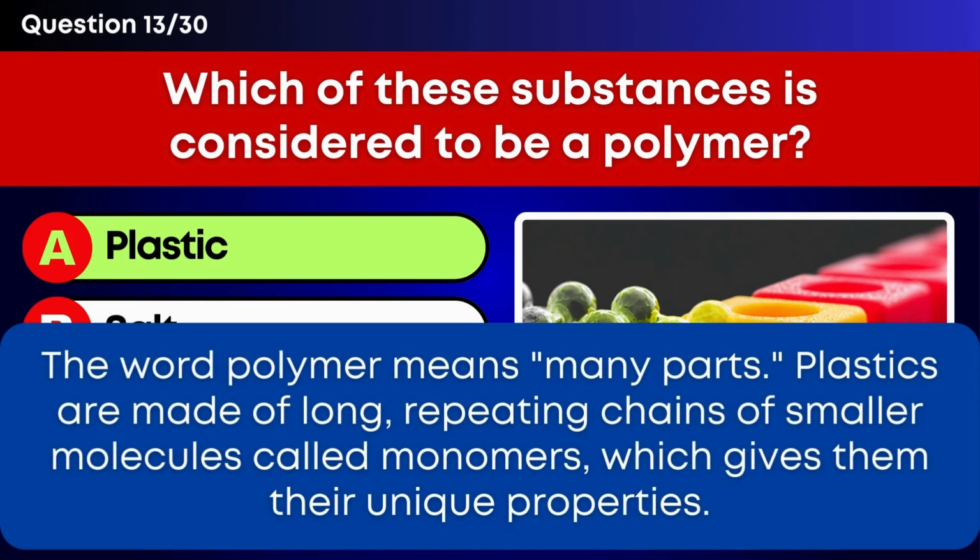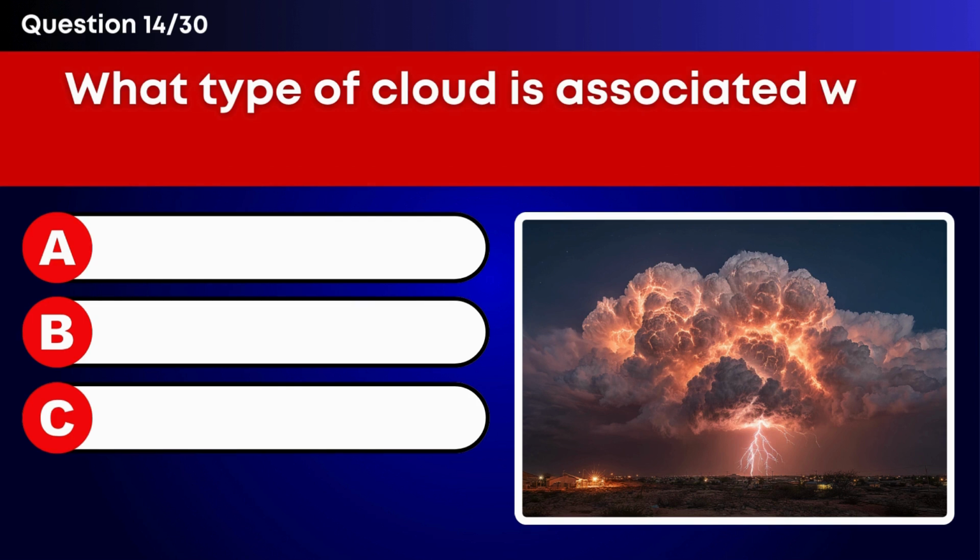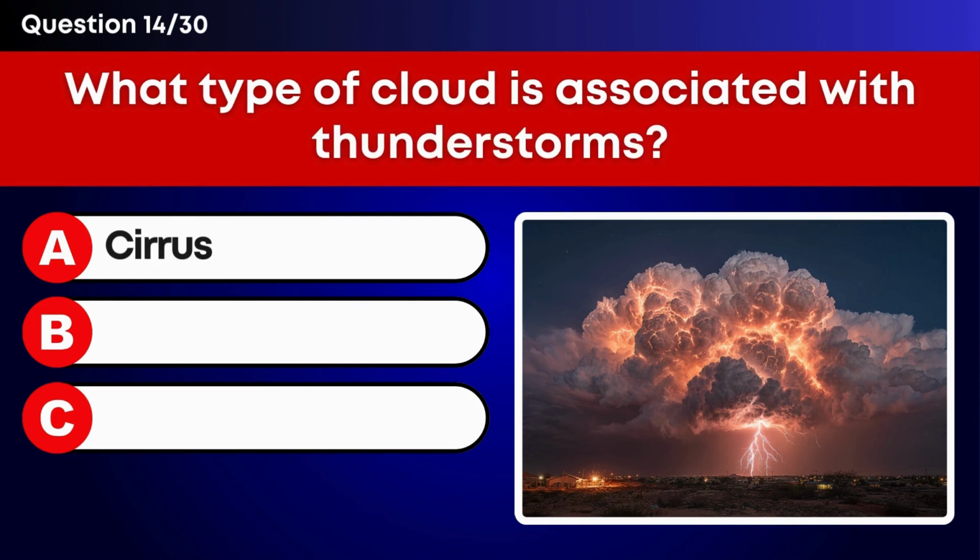Plastic. The word polymer means many parts. Plastics are made of long, repeating chains of smaller molecules called monomers, which gives them their unique properties. What type of cloud is associated with thunderstorms?